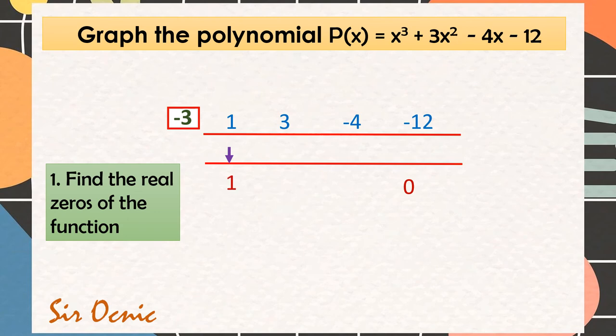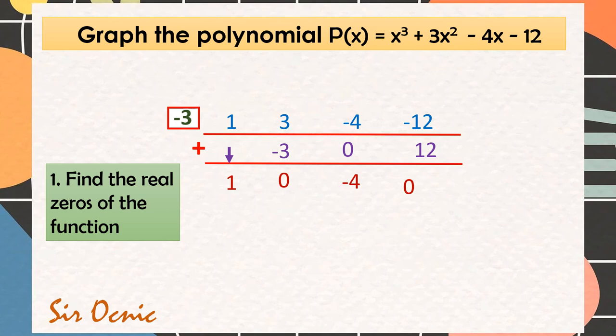Bring down 1, times negative 3 is negative 3, plus 3 is 0, times negative 3 is 0, plus negative 4 is negative 4, times negative 3 is equal to positive 12, plus negative 12 is equal to 0. Therefore, negative 3 is a zero of the function.